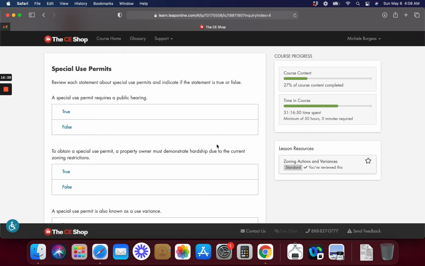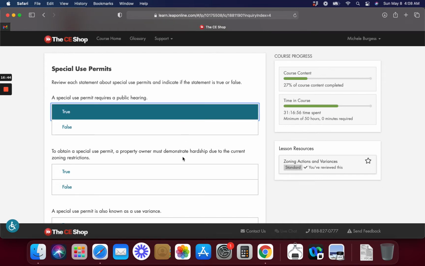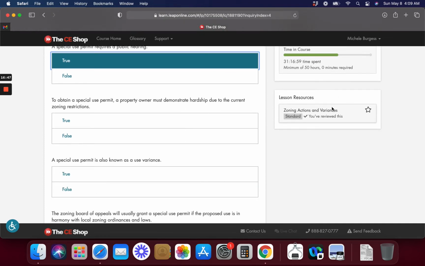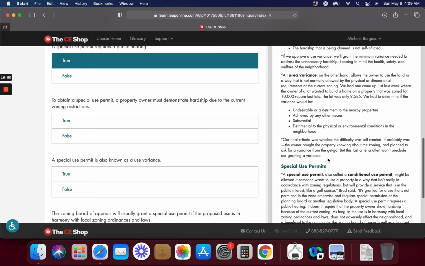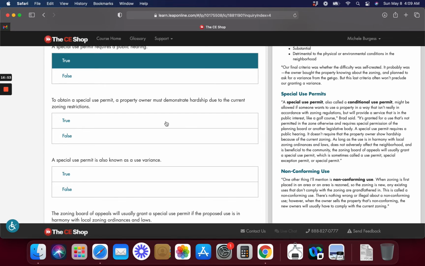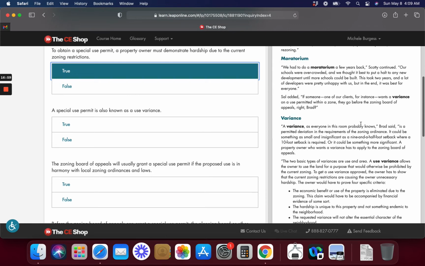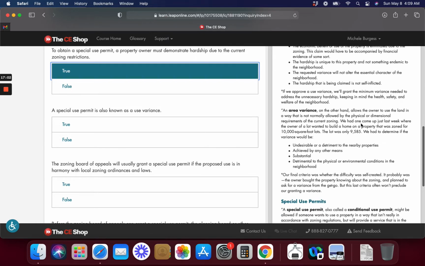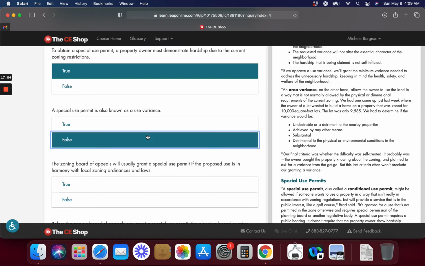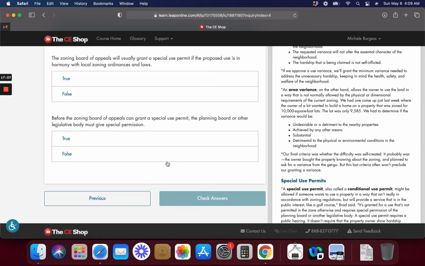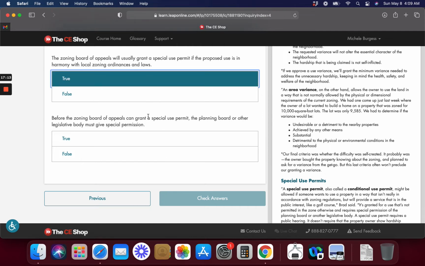It's like awesome. A special use permit requires a public hearing. I think so. To obtain a special use, a property owner must demonstrate hardship due to the current zoning. I think so. A special use permit is also known as a use variance. I don't think so. The zoning board of appeals will usually grant a special permit if proposed use is in harmony with local ordinance and laws. Before the zoning board of appeals can grant a special use, the planning board must give special permission.